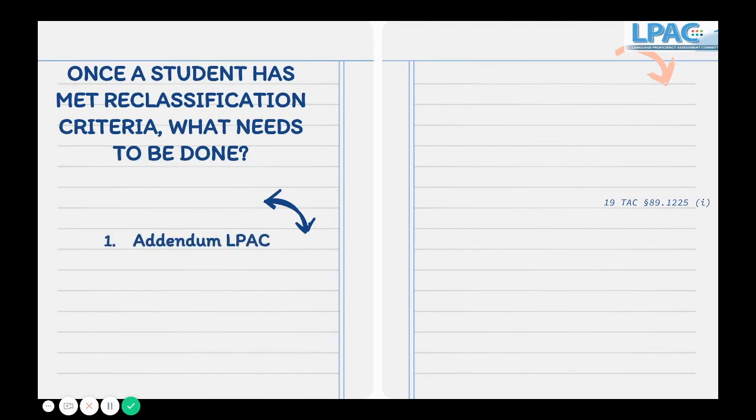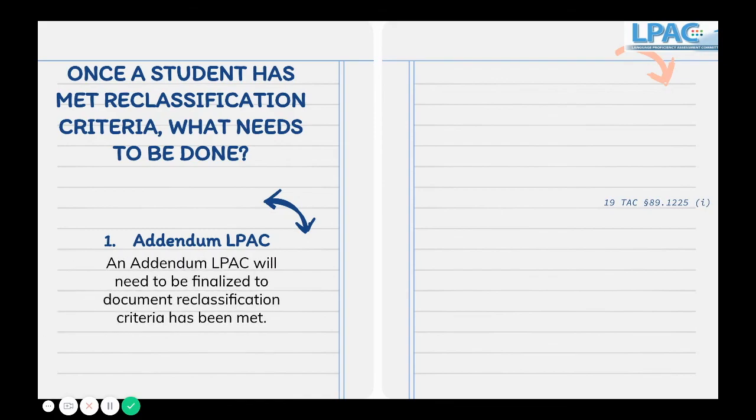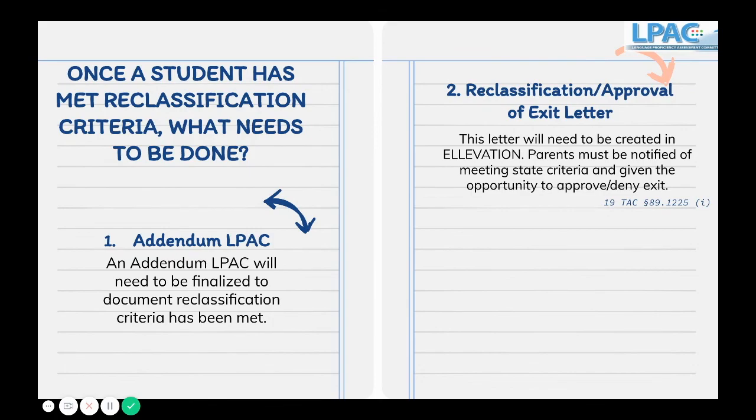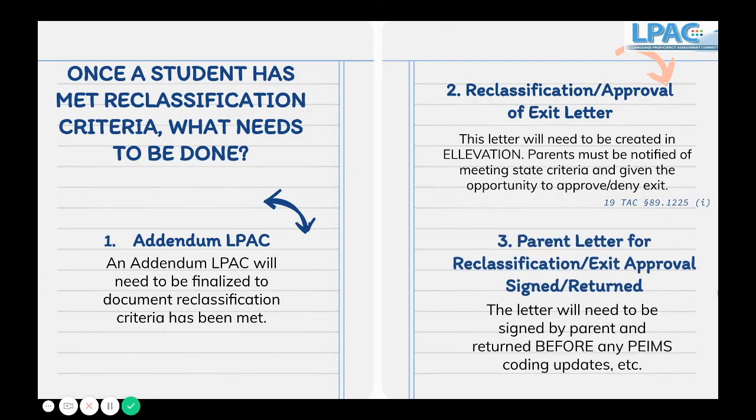Once a student has met reclassification criteria, what needs to be done? We will have an addendum LPAC to finalize the documentation of reclassification criteria and to note that these expectations have been met. The reclassification approval of exit letter will be sent home to parents and can be printed through ELLevation to notify parents of the state requirement expectations, how the students have met the expectations, and the opportunity to approve or deny this exit recommendation. Parent letter for reclassification, exit approval signed and returned. The letter will need to be signed by a parent and returned before any PEIMS coding can be changed.